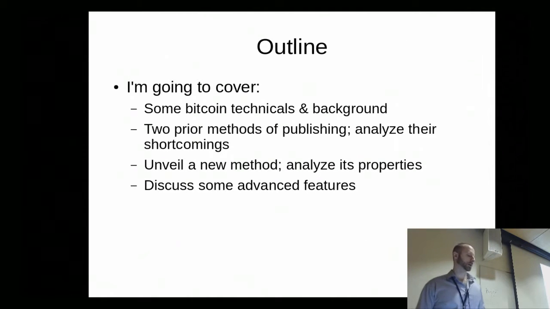So here's an outline of what I'm going to cover. I'm going to go into some of the technicals behind Bitcoin and some of the background. There are two prior methods of publication. This idea of publishing into Bitcoin is not new, and I'm not presenting that as new. That's been done before, but the existing methods have some pretty serious shortcomings, so I'm going to talk about that. Then I'm going to unveil a new method that I came up with myself and analyze what its properties are. And then hopefully I'll have time to talk about some of the more advanced features.